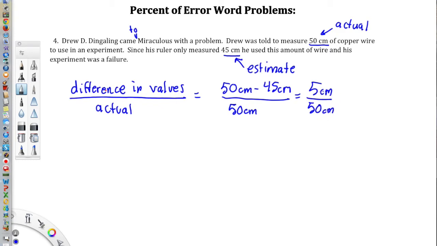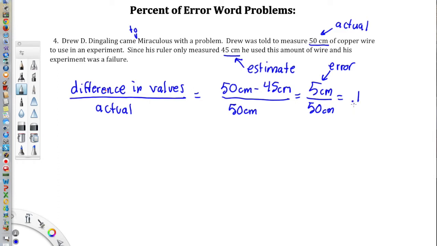There's a 5 centimeter error. This is the error. The difference in values will always give us the error, but we want to know the percent error, so we need to divide it by the actual amount, the correct amount, and that will give us 0.1. Now, what do we do with that?